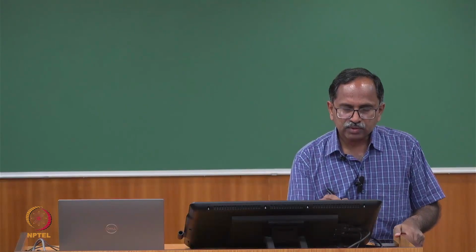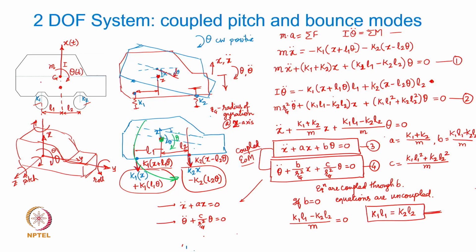So, CG is just symmetrically located between the two springs and K1 is equal to K2. If L1 is equal to L2, the CG is located in the center between the two suspensions, between the front and the rear wheel. If the two suspensions are identical and the CG is located in the center, then you have two uncoupled modes, okay. But that is not essential.